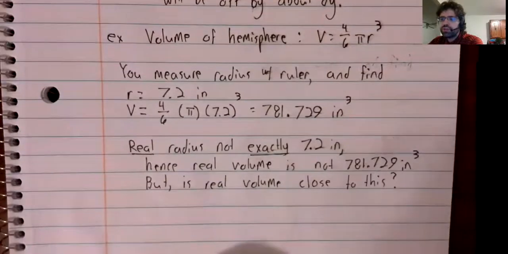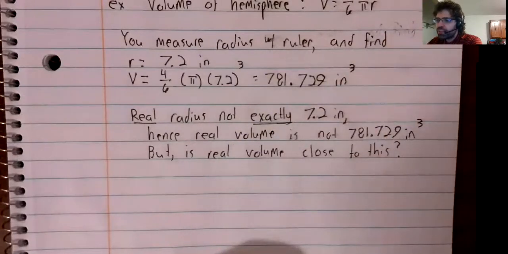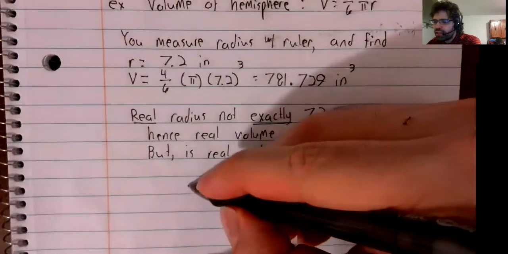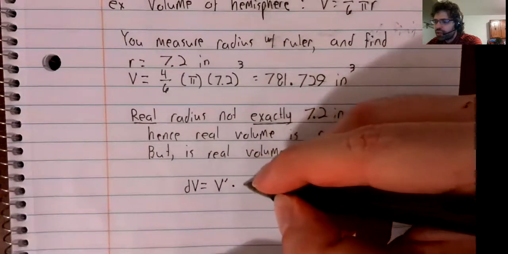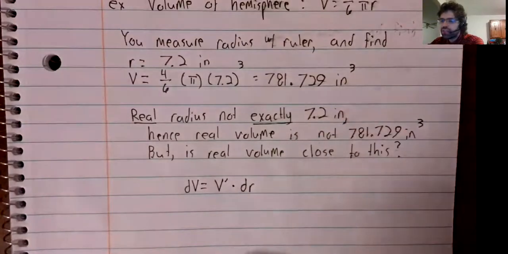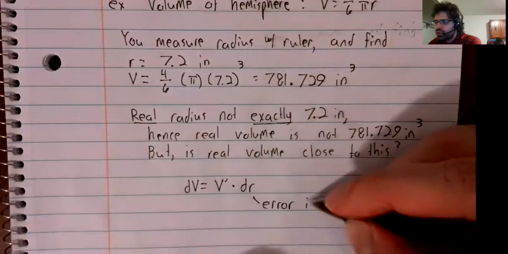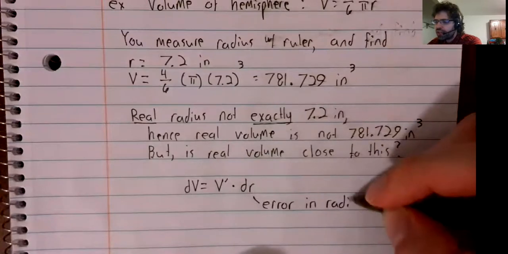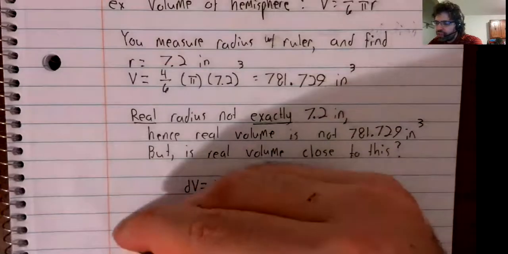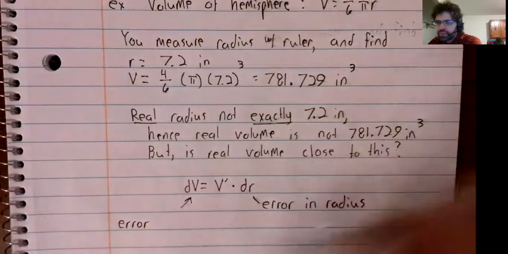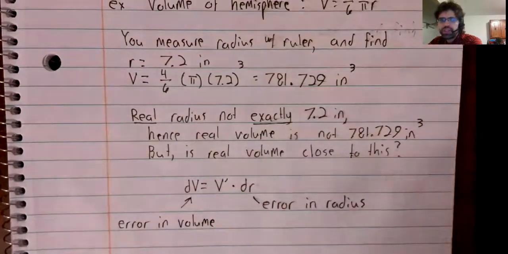And here's where we'd use the differential, which, since instead of x and y, we have r and v, is dv equals v prime times dr. And this dr is here understood to be an error, a measuring error, and this dv is the resulting error in the volume.